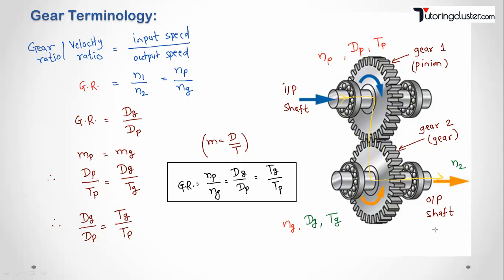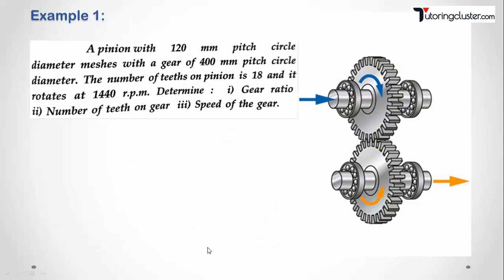So you can define gear ratio in terms of speed, in terms of diameter, and in terms of number of teeth. Remember all three formulas. Now, let us see the simple examples on this. Those are very important.